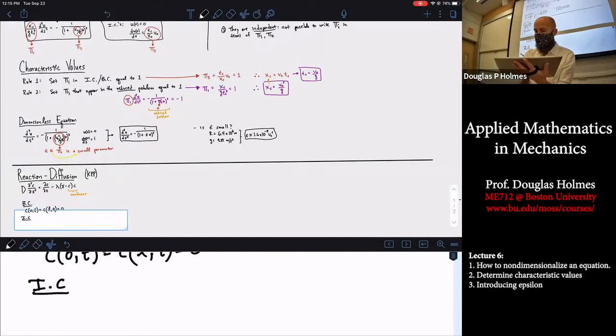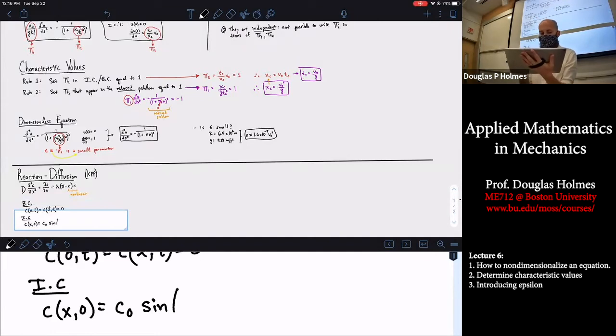And our initial condition is that our concentration at time 0 is equal to the initial concentration and has some sinusoidal distribution to it. So it's going to be C naught times the sine of 5 pi x over L. Okay. So this equation is not linear.